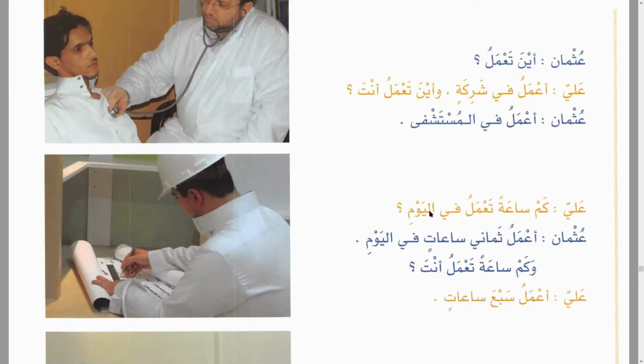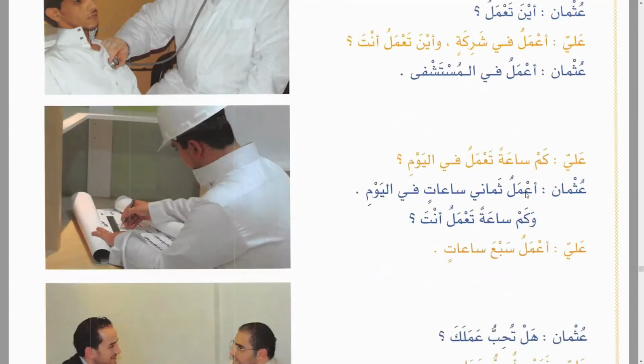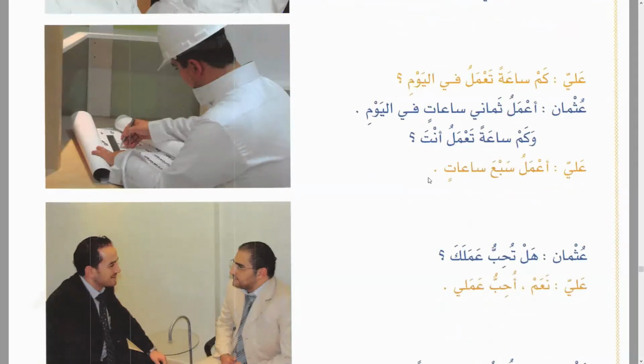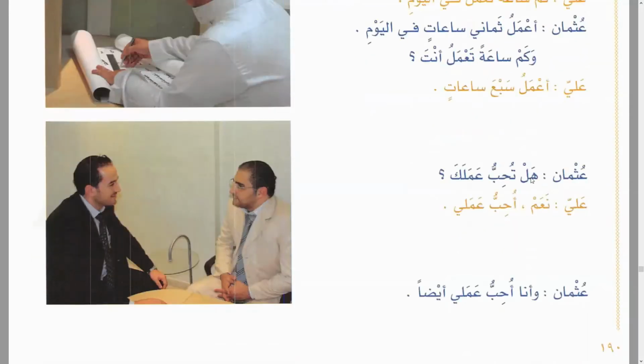كم ساعة تعمل في اليوم؟ How many hours do you work in a day? أعمل 8 ساعات في اليوم. وكم ساعة تعمل أنت؟ I work 8 hours, and in a day, how many hours do you work? I work 7 hours. أعمل 7 ساعات. 7 hours. هل تحب عملك؟ Do you love your job? Yes. نعم أحب عملي. Yes, I love my job. أنا أحب عملي أيضا. I also love my job. أيضا is also, right? I also love my job. الحوار الثاني.